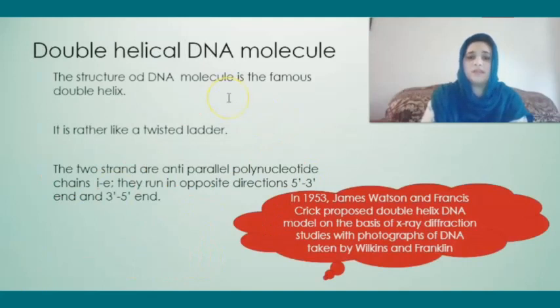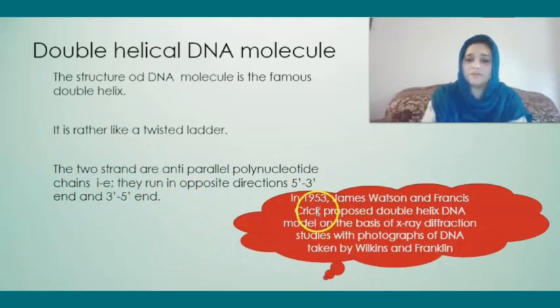Now the double helical DNA molecule. The structure of the DNA molecule is the famous double helix. As I have already discussed during the organization slide, it is rather like a twisted ladder. The two strands are anti-parallel polynucleotide chains, that is, they run in opposite directions, from 5' to 3' end and 3' to 5' end. I will explain them with the help of a diagram.